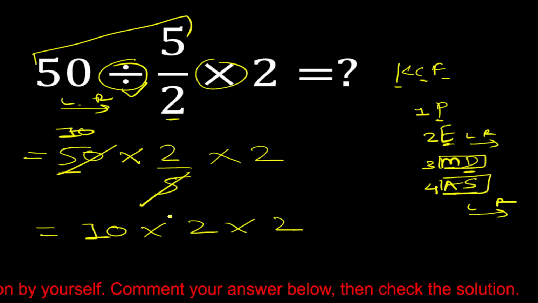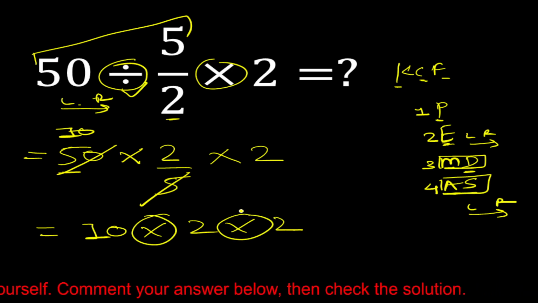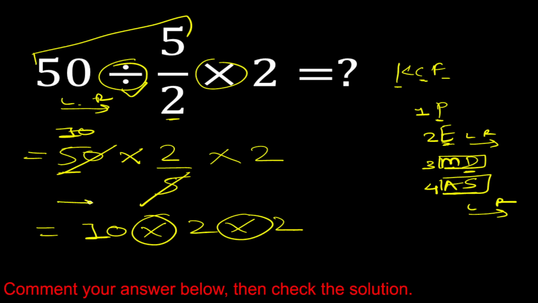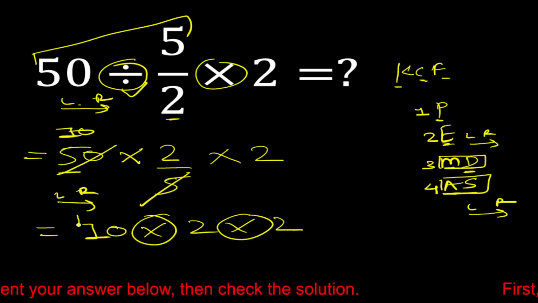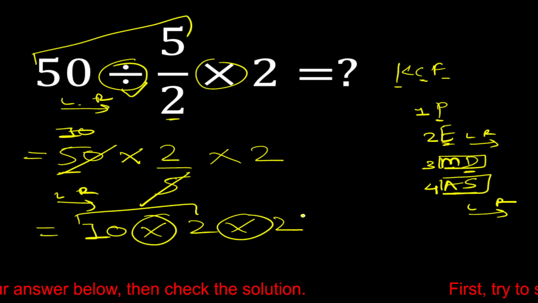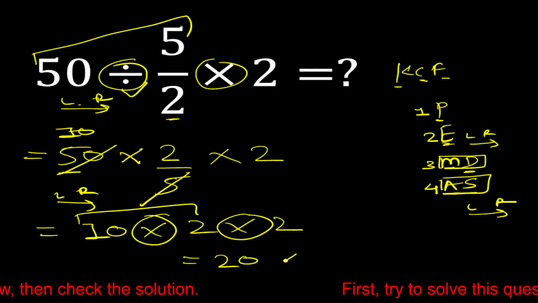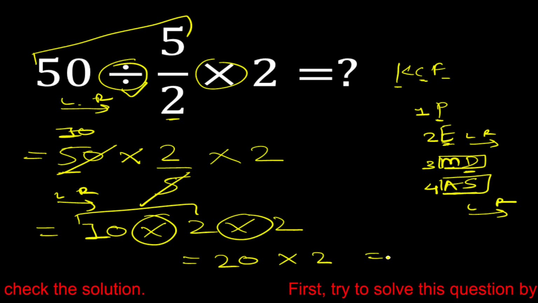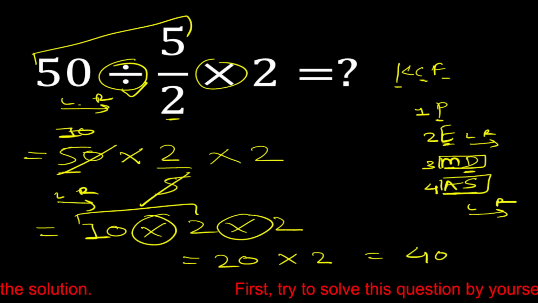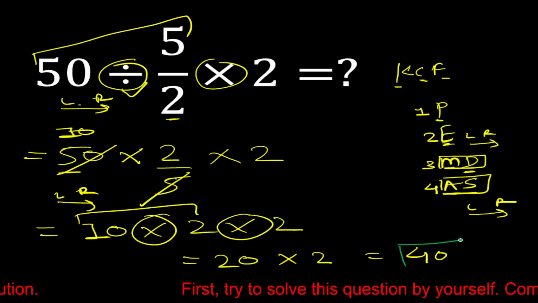Okay. Now here is multiplication and here is multiplication. Both have equal priority, so we have to solve from left to right. So first we have to solve this part. So 10 multiplied 2 is equal to 20 multiply 2. Now 20 multiplied 2 is equal to 40. So the correct answer is 40.